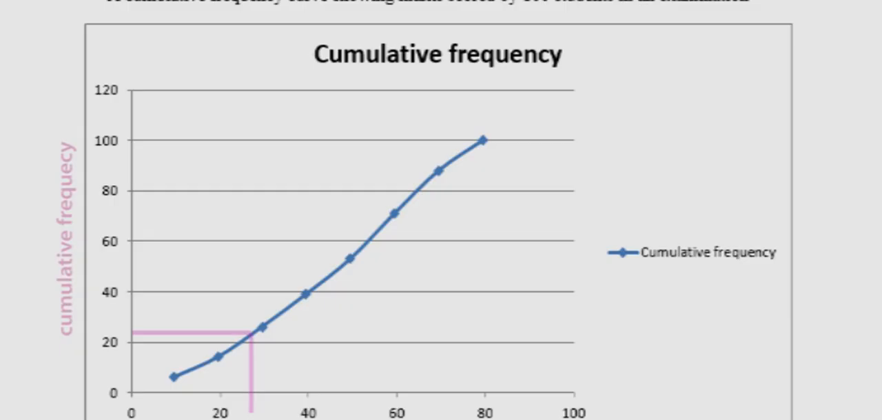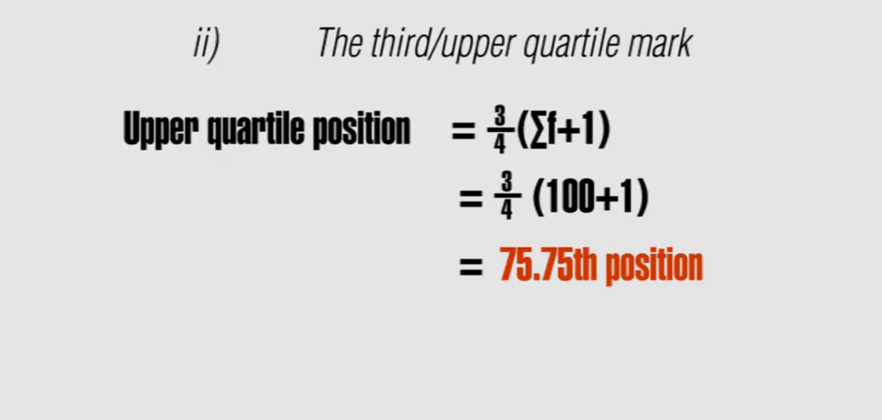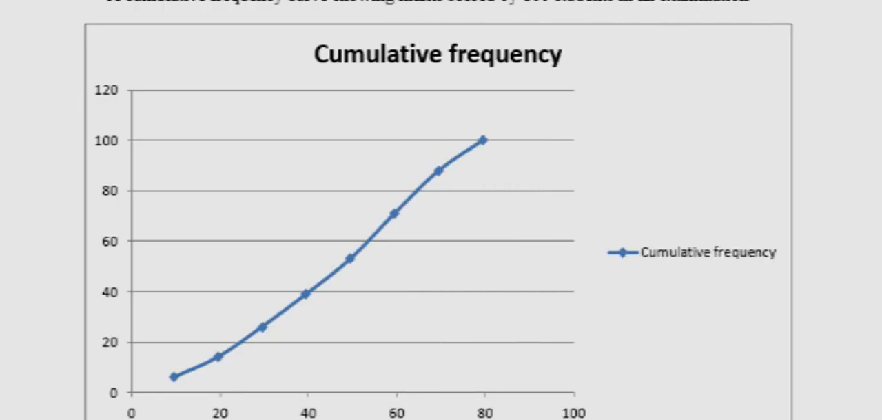In the first place, you find the quartile position, which is 75% of the total frequency plus 1. And when you do that, the position will be 75.75. Then you find its corresponding mark going through the previous steps that I explained. And that will give us 63.2. Thank you very much. You have helped us to identify the first quartile and the third quartile.